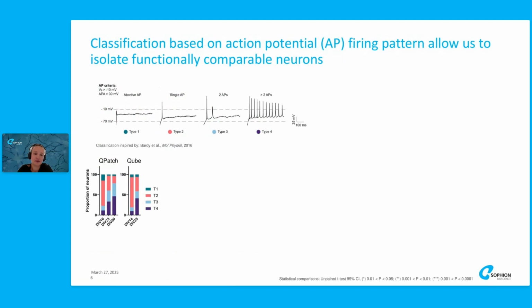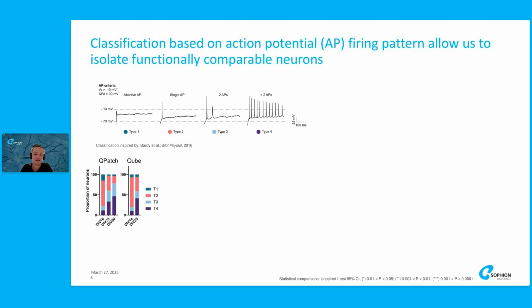So we did a very simple classification into 4 types. The type 1 neurons were not able to fire action potentials. Type 2 neurons could fire a single action potential. Type 3 neurons fired 2, and type 4 neurons were able to fire more than 2 action potentials. And then we could plot the proportion of neurons falling into these 4 categories as a function of maturation time here in the bottom left corner. And on both instruments, we saw the same trend in the data, that the proportion of the neurons that were more functionally mature increased over time.